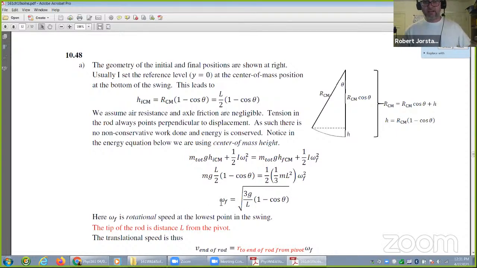Now keep in mind, here we get omega final. That's the rotational speed at the lowest point in the swing. The tip of the rod is distance L from the pivot. So look at this sentence right here. Let me just pause and make sure you understand it. I'm going to shut up, eat some Pop-Tart, live the dream here. You tell me if you understand this.